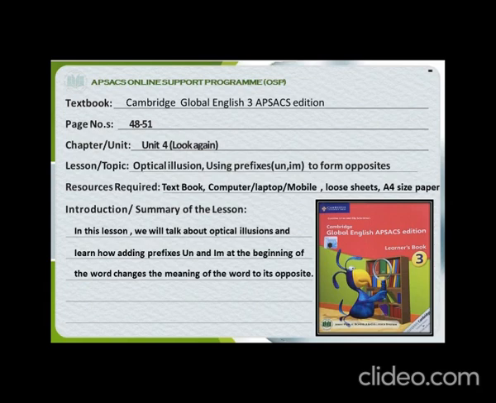Our topic for today's lesson is optical illusion and using prefixes un and im to form opposites. In this lesson, we will talk about optical illusions and learn how adding prefixes un and im changes the word into its opposite.